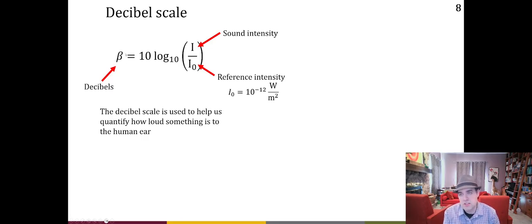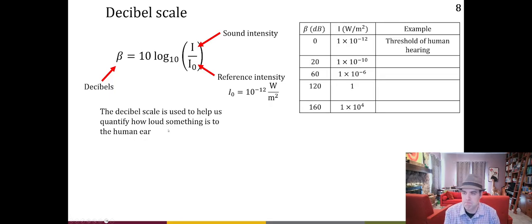So decibels uses this Greek symbol beta. It's equal to 10 times log base 10 of I over I0, where I is the sound intensity that we want to know the decibels of, and I0 is this reference intensity. This is the softest intensity that the human ear can hear. So this just helps us to quantify how loud something is to the human ear, as opposed to how much energy is being transferred.